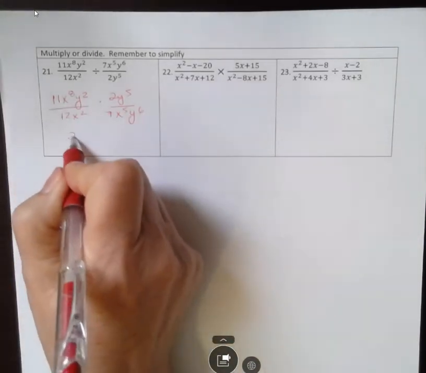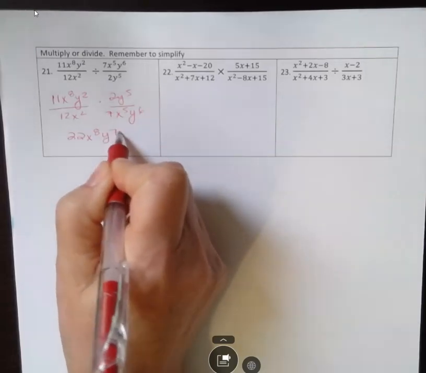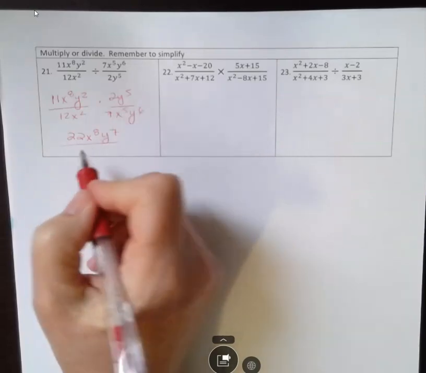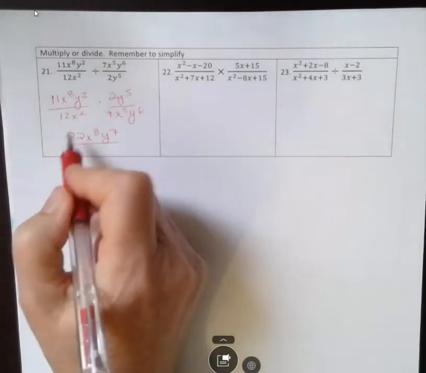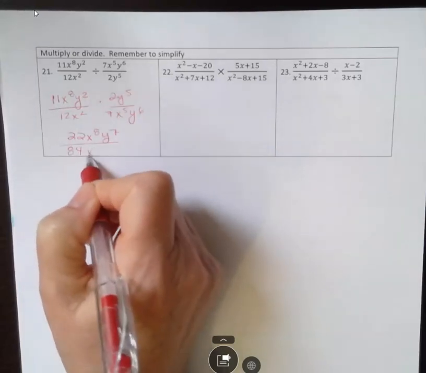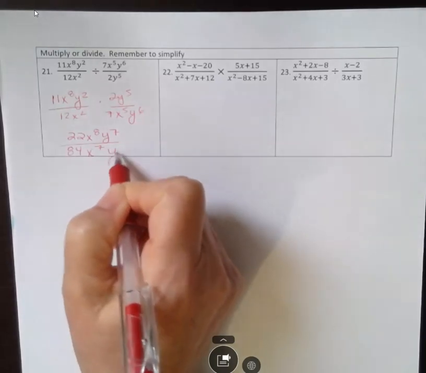11 times 2 is 22, x to the 8th, y to the 7th, because I have 2 plus 5. And down below I have 12 times 7, 84, x to the 7th, 2 plus 5 is 7, and y to the 6th.